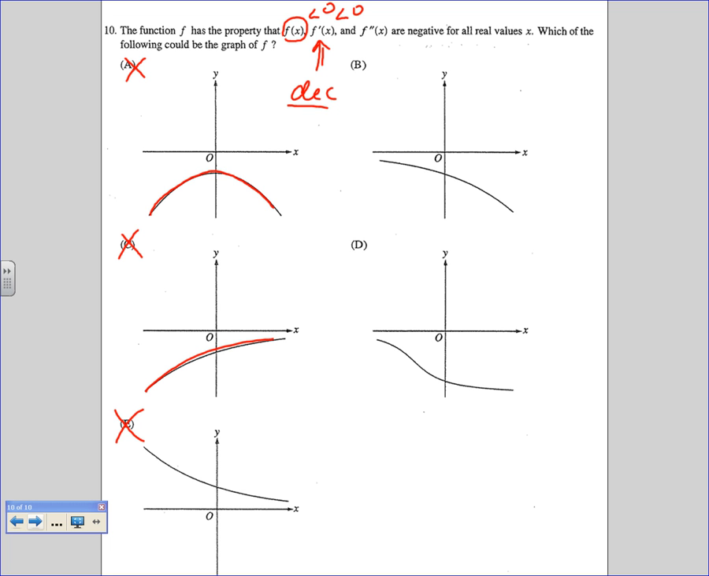Well, one more time here. If the second derivative has to be less than 0 too, it must mean that it's concave down. On D, it's concave down for a while, but then it begins to be concave up. So it can't be D. It must be B because it's below the x-axis, it's decreasing, and it's definitely concave down. B is your answer for number 10.